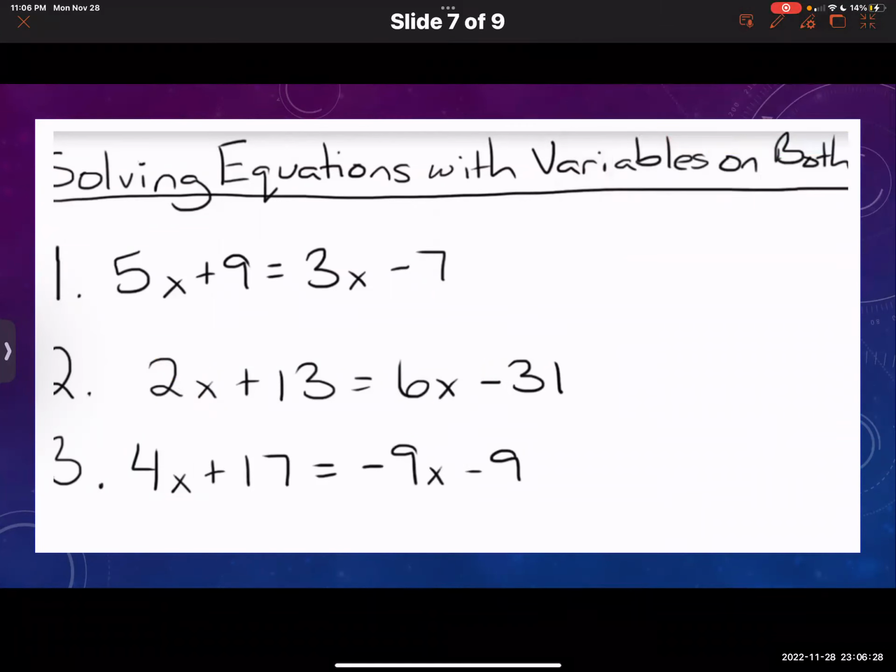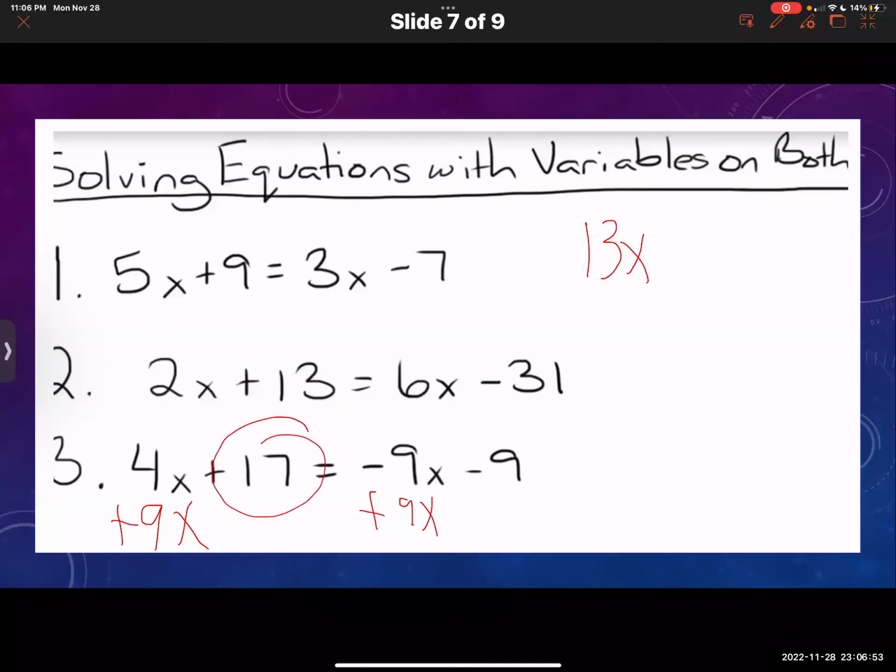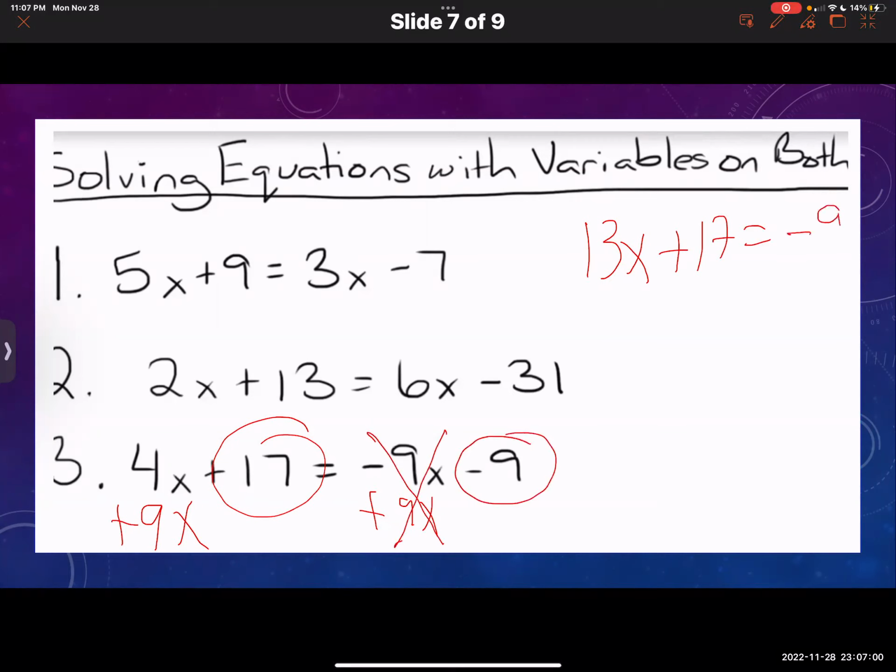Last one. 4x plus 17 equals negative 9x minus 9. Start with the x's. The positive number always wins. So 4x gets to have the party. Negative 9 becomes plus 9 on both sides. Plus 9x, plus 9x. 4 plus 9 is 13x. Plus 17 is still hanging around. Equals, the 9x went to the party, but this minus 9 is still hanging around.